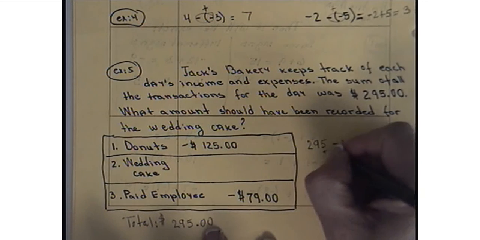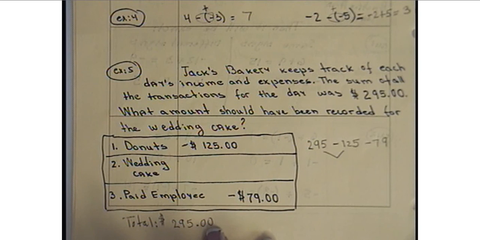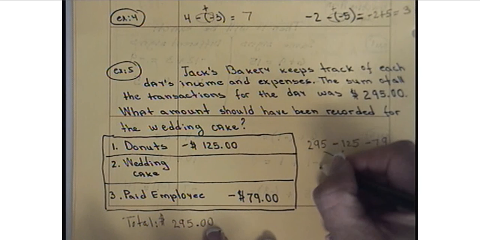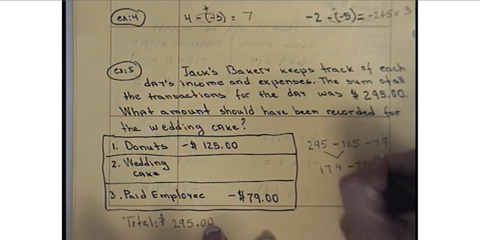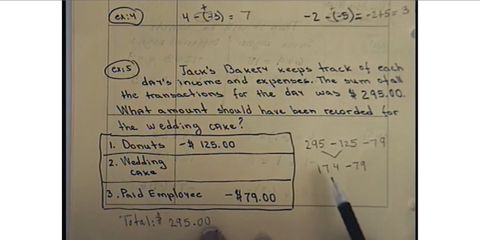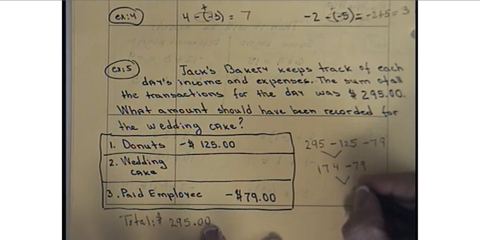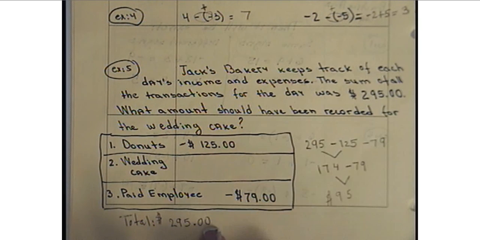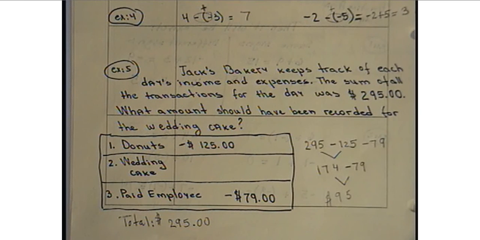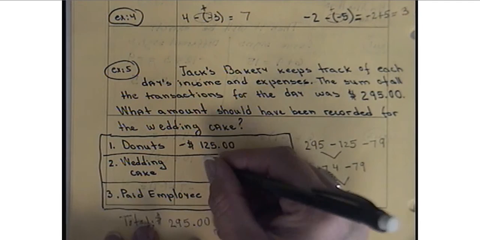So let's subtract those two first. 295 minus 125. So that will give us 174. Then we will bring this down, minus 79, because we want to pay the employee now. So 174, what is left, minus $79 will give us 16 minus 9 here, we will get 95. $95 left. So what that means is if you end up with $95, that is the money you paid for the wedding cake.